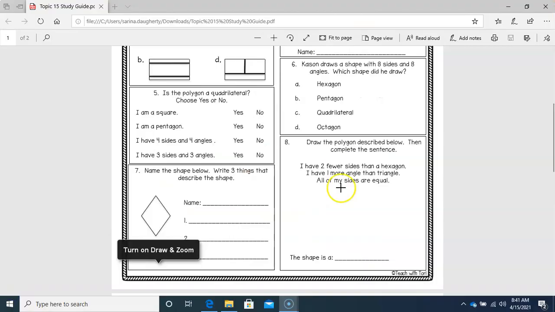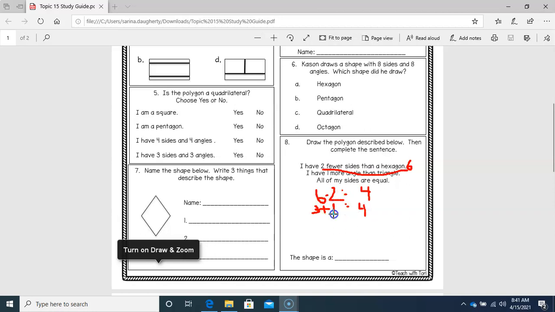All right, number 8, draw the polygon described below, then complete the sentence. I have 2 fewer sides than a hexagon. So how many does a hexagon have? 6. So I'm going to do 6 minus 2. That means it has 4 sides. I have 1 more angle than a triangle. So a triangle has 3 angles plus 1. So it would have how many angles? 4.